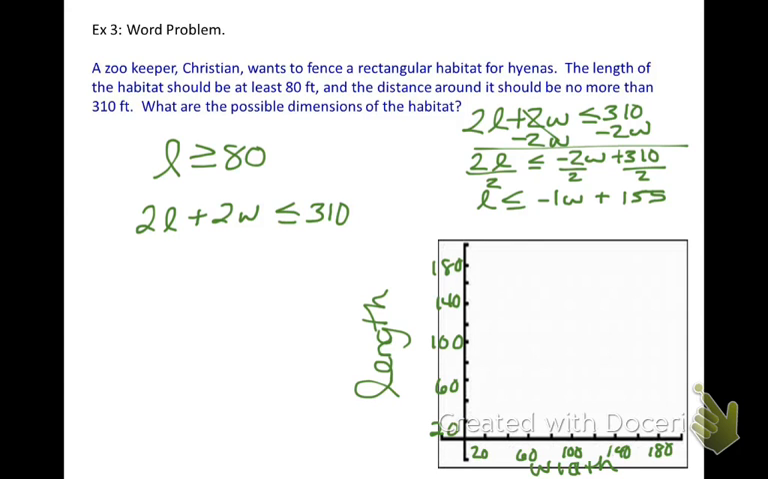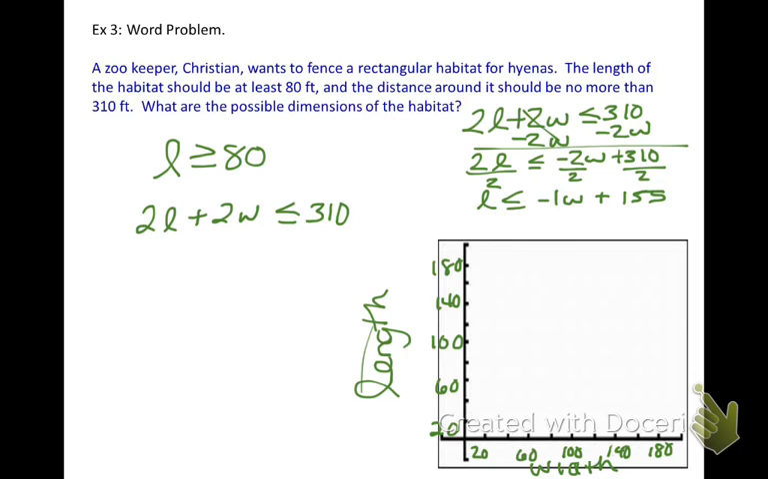Alright, so I found out what L was, and then I made a graph, and the graph is length on the side and width on the bottom. And notice I made them all the same. I made it 20, 40, 60, 80. Each line is worth 20. And now I'm going to graph it.